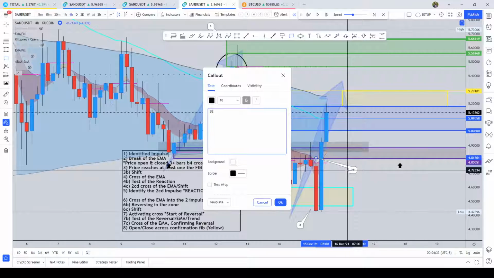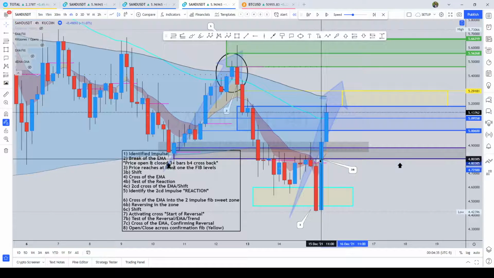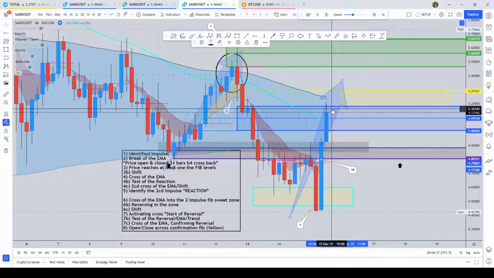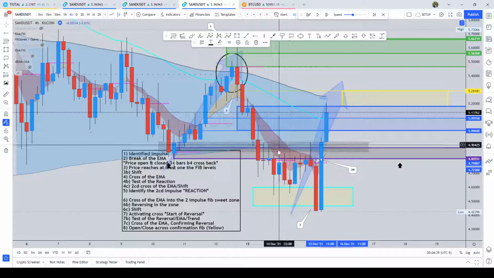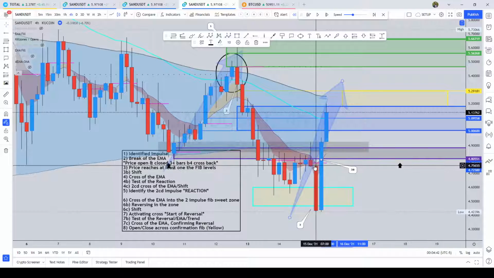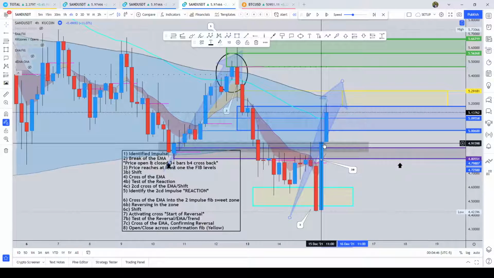This is 3B, price shifting the momentum back to bullish. How do I know it's shifting? Because of the structure. If you can't read the structure, look at the color of the EMAs. It went from red to yellow. That's how you know it shifted.